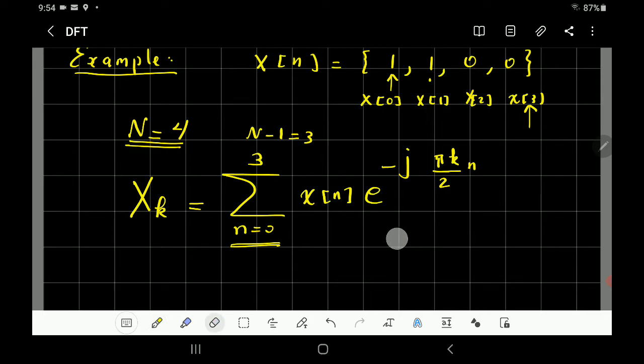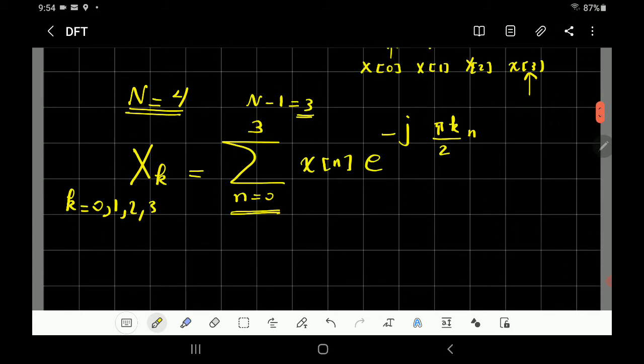You will ask, what about k? The values of k. K is changing also from 0 to n minus 1, from 0 to 3. 0, 1, 2, 3. What does it mean? We're going to have 4 values of x of k. So first start operating with n. To do that, I will just take it step by step. You start to substitute n equals 0.